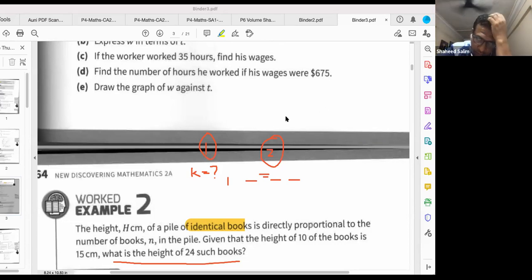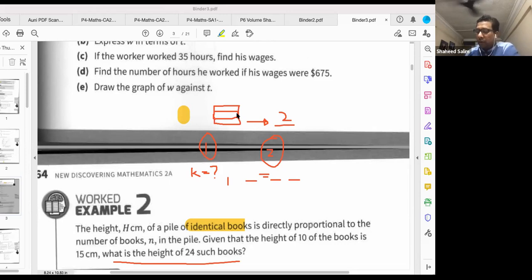Okay, Ryan is here, yeah. So I hope you get this one. So what does it mean? It means that I just show you. If you have one book, it means there's a certain value, whatever the value is. Let's say 2 cm. You have 2 books, it becomes 4 cm. 3 books, let's say 6 cm, and so on and so forth.